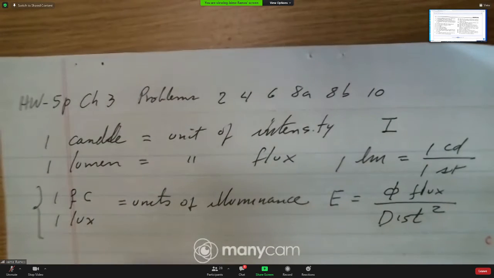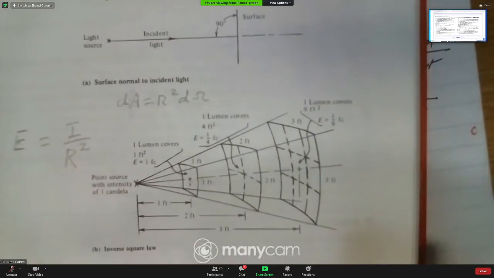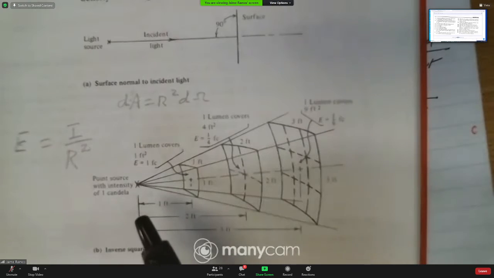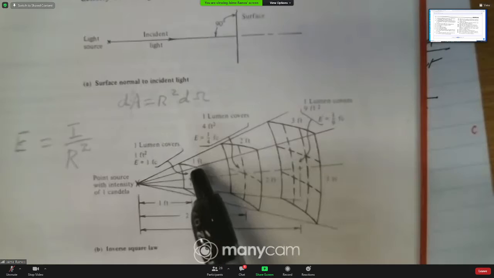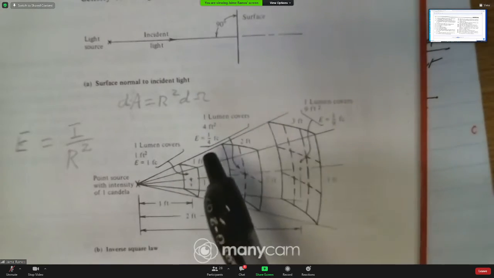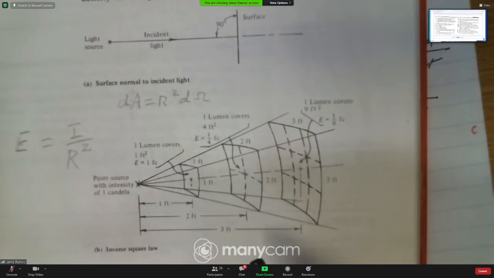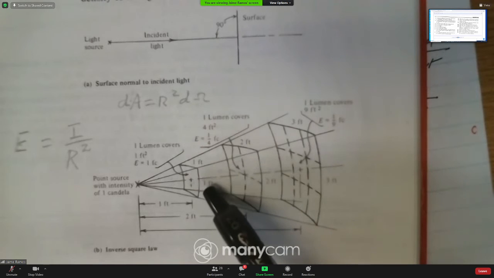So let me show you this picture here. This is a very, I love this picture. So we have one candle here, okay? And then this is a solid angle, 1 steradian. This solid angle is one steradian because, as you can see, the area is 1 foot times 1 foot.